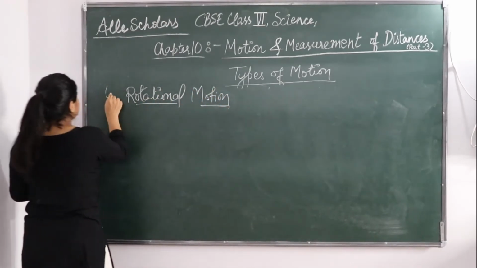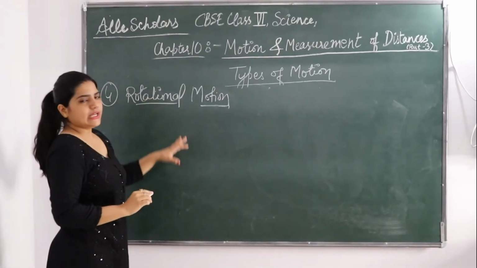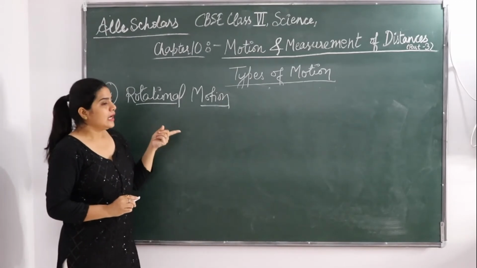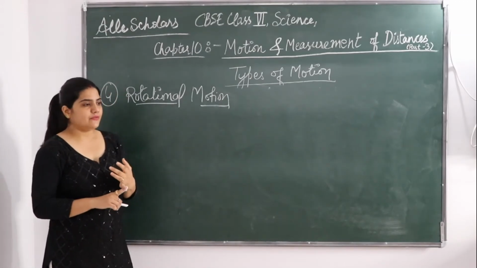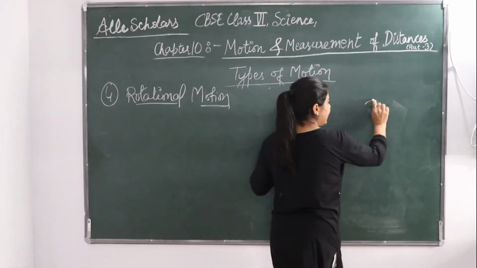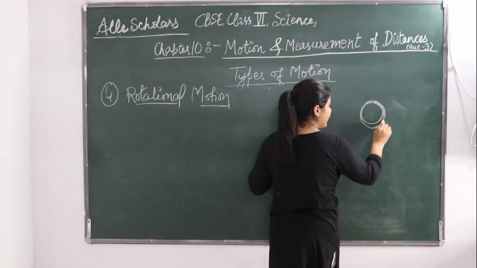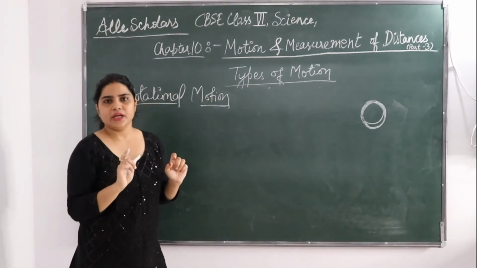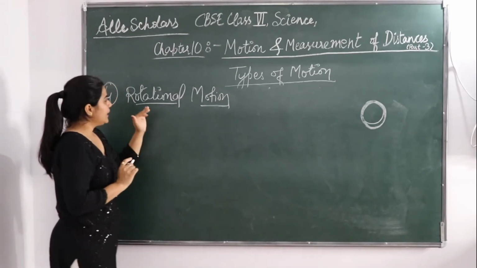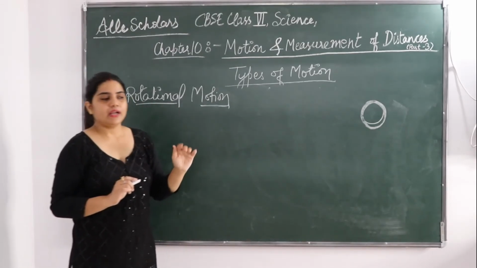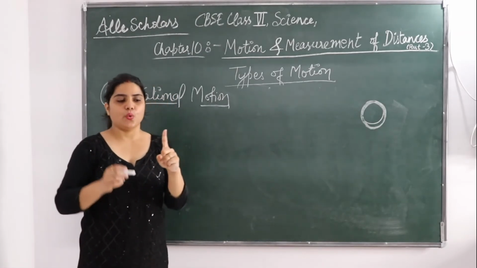Now what happens in rotational motion? Rotational motion is a type of the circular motion that we have studied. In circular motion, what did we see? An object moves in a circle like this. This is a circular motion along a circular path. But rotational motion is a type of circular motion where an object rotates on its own axis.